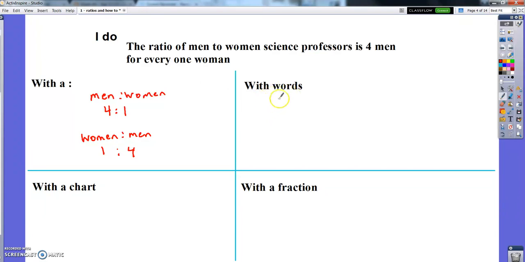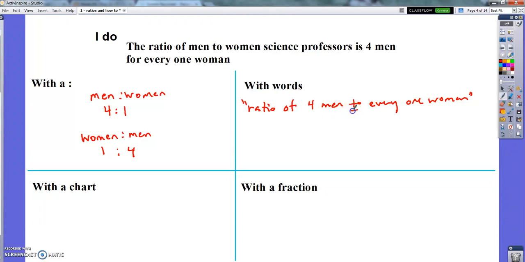With words, I would say there it is a ratio of, I would just kind of say a ratio of 4 men to every 1 woman. And this "to" is the magic word. That's a ratio word, "to." Because a lot of times you would just say the ratio is 4 to 1 or 1 to 4 if you wanted to flip it around. So "to" is kind of a magic word that you're kind of talking about a ratio.